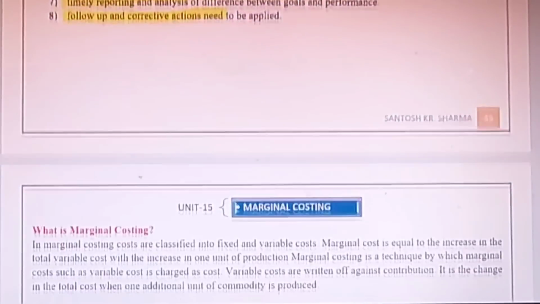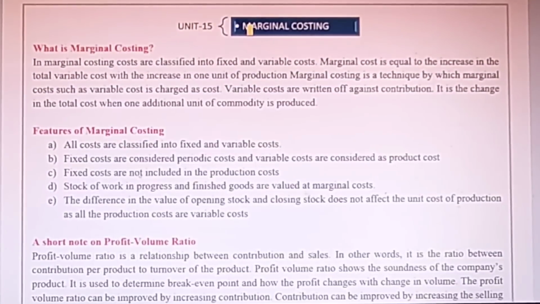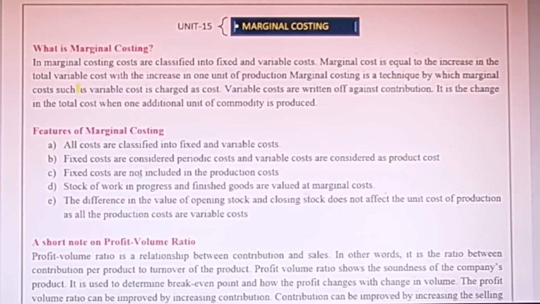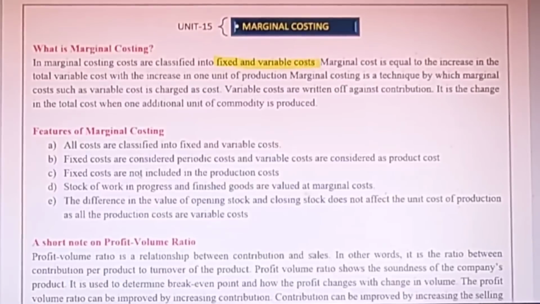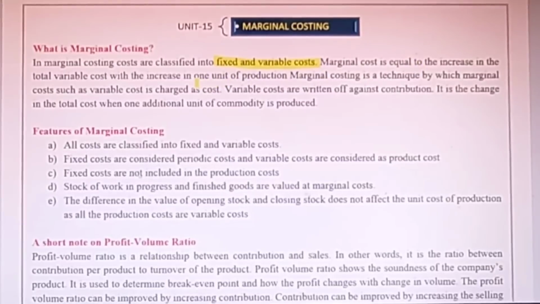Okay, let's move on to unit 15, marginal costing. Marginal costing, I think हम लोगों ने MCOM के स्टैंडर्ड में पढ़ा हुआ है, and इसका definition देख लेते हैं. In marginal costing, costs are classified into fixed and variable cost, and marginal cost is equal to the increase in the total variable cost with increase in 1 unit of production. अगर 1 यूनिट extra हम लोग manufacturing करते हैं तो उसकी जो cost आता है, that is called marginal cost.